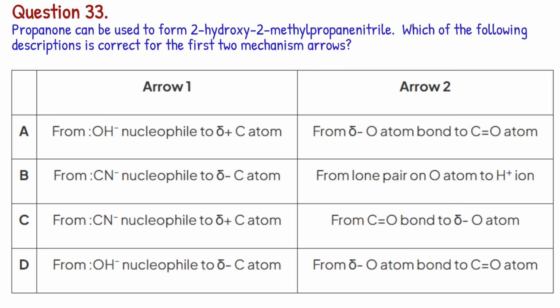Question 33. Propanone can be used to form 2-hydroxy-2-methylpropanenitrile. Which of the following descriptions is correct for the first two mechanism arrows? The correct answer is C.